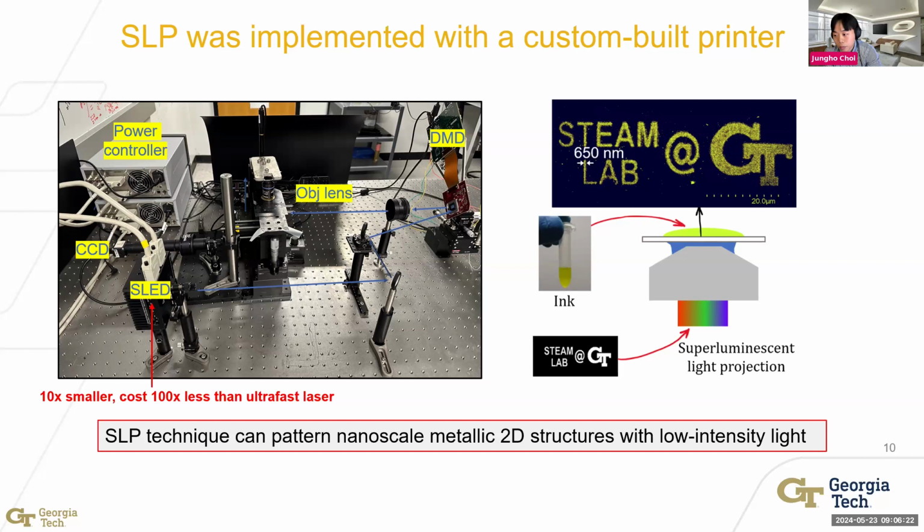Once the digital pattern is projected, the pattern is then demagnified through our optical setup and projected at the interface between the metal ink and the glass substrate. This pattern is projected within a few seconds of exposure time, and after development processing in IPA and DI water, we can observe the nanoscale 2D metal structure fabricated by low intensity light under the single photon absorption mechanism.